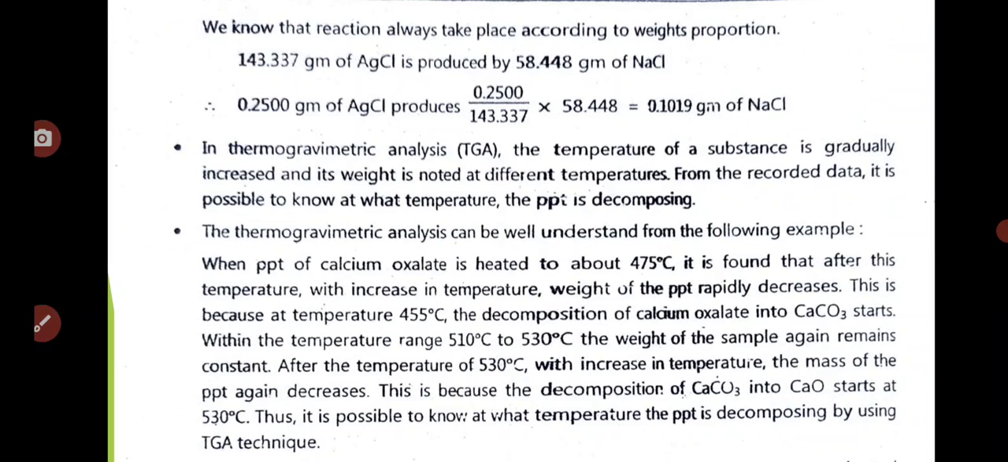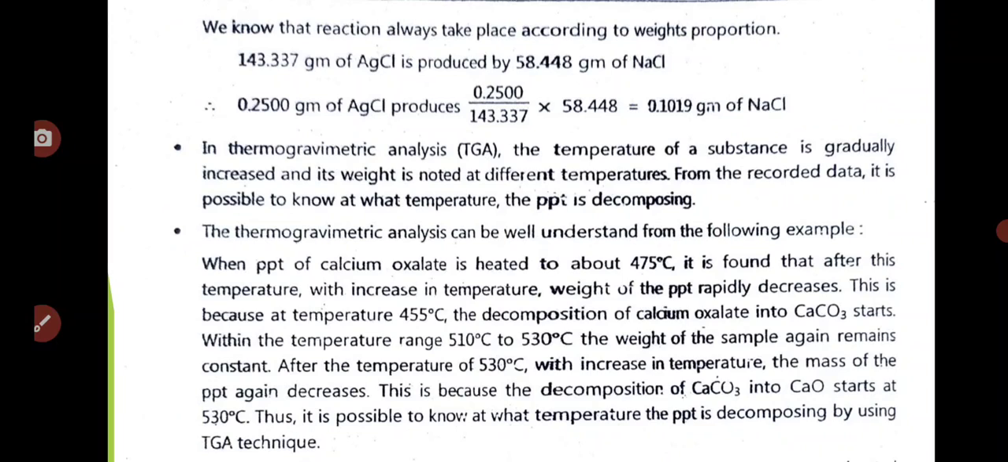thermogravimetric analysis, that is TGA, in which the temperature of a substance is gradually increased and its weight is noted. From the recorded data at different temperatures, it is possible to know at what temperature the precipitate is decomposing. That means that if we increase the temperature, what information does it give about the weight, and what is the changing of this material that is being recorded. This gravimetric analysis can be well understood from the following example which is given here.